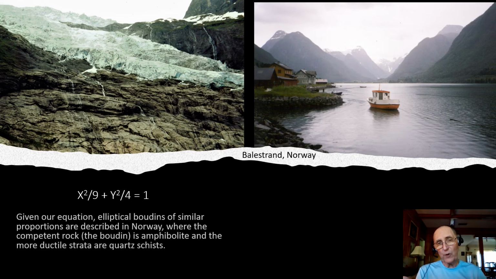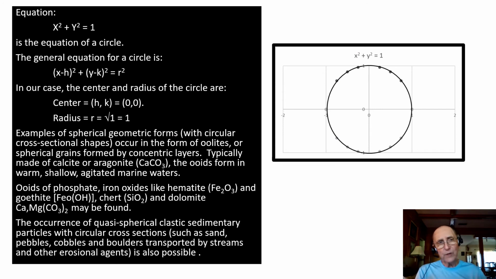Given the equation that I have presented for you here, I can tell you that elliptical boudins of similar proportions are described in Norway, where the competent rock, the boudin itself, is made up of amphibolite, and the more ductile strata are quartzitic schists. Our final equation is x squared plus y squared is equal to 1. Well, this is the equation of a circle with a radius of 1.